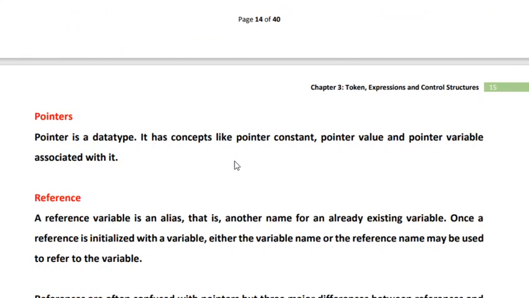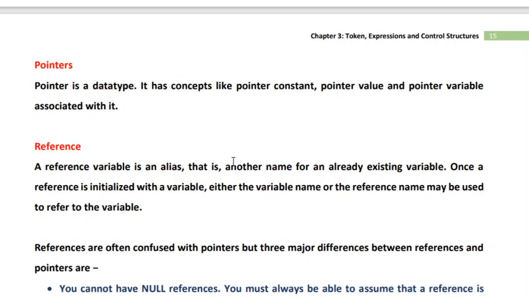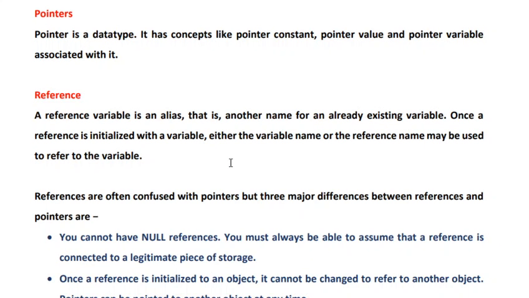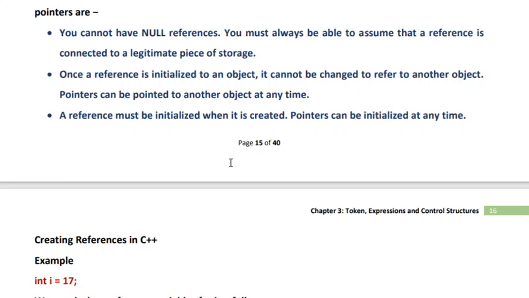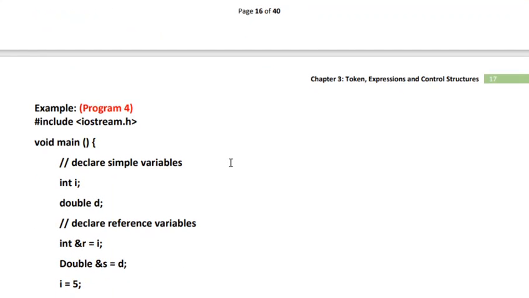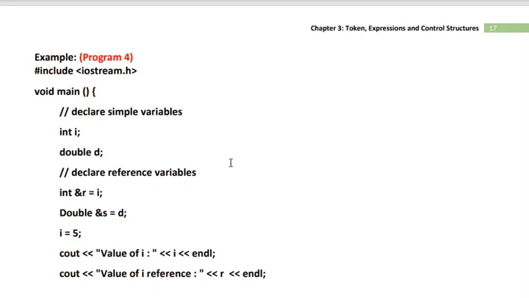And we have learned about pointers: pointer constant, pointer variable, and pointer value. We have learned about reference, the basic distinction between pointers and reference, and how to create a reference. We have written a program for implementing the reference variable, right?